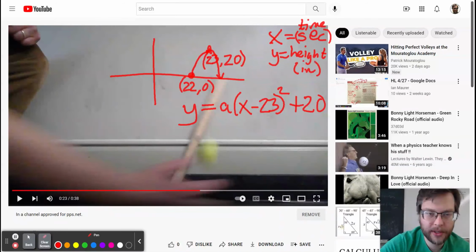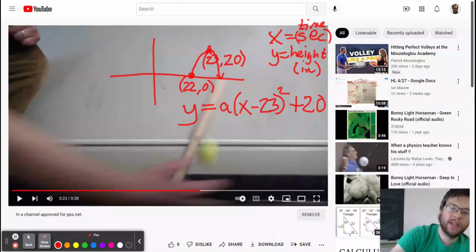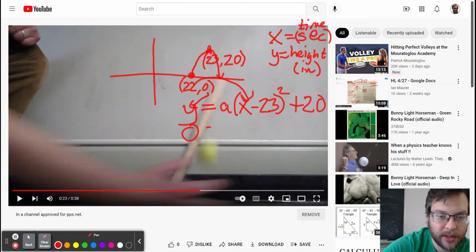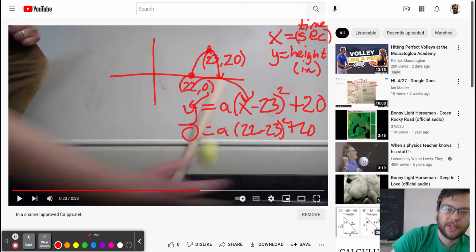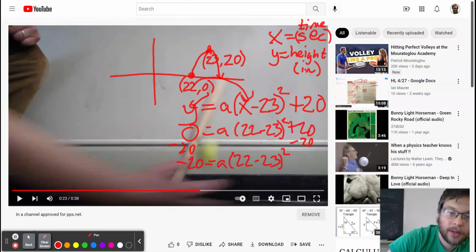The other piece of information I have is that the ball, I bounced it off the ground at 22 seconds. And so I can take 0 for the y value and take 22 for the x value and go 0 equals a times (22 minus 23) squared plus 20. Solve for a like we've been practicing in our class. So subtracting 20 gives me negative 20 equals a times a bunch of stuff. Work from the parentheses. So that's negative 1 squared, because 22 minus 23. Negative 1 squared is 1. Dividing by 1 gives you that negative 20 is your a value.